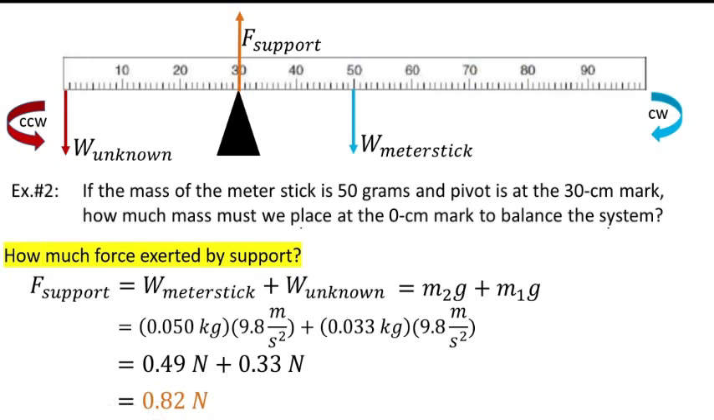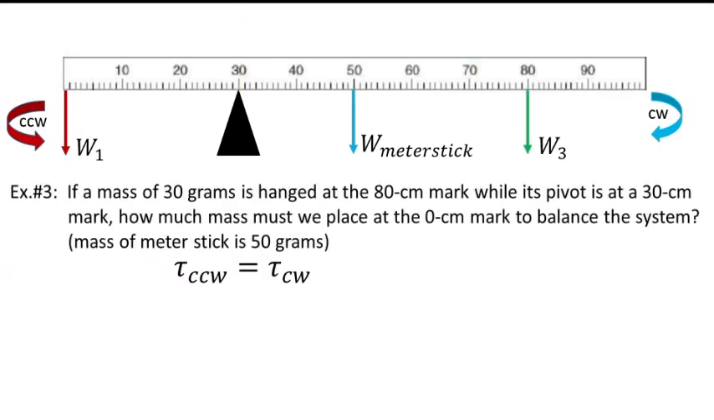So let's proceed now to example number 3. For example number 3, if a mass of 30 grams is hung at the 80 cm mark, that is weight 3, while its pivot is at the 30 cm mark, how much mass must we place at the 0 mark to balance the system? So again, we are asked to find weight 1.